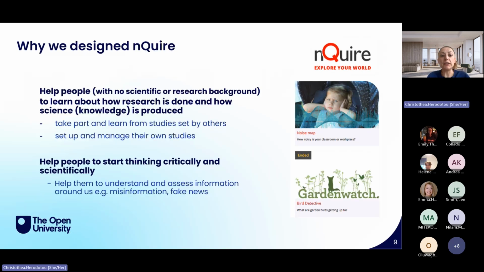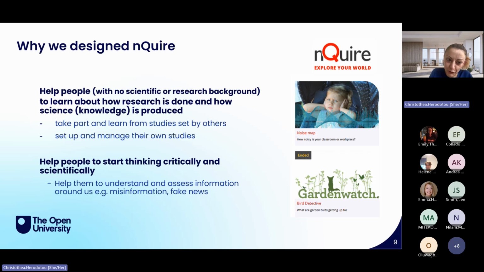The reason we designed nQuire, the motivation, was to help people with no scientific or research background to learn how research is done and how science is produced. And we achieve this by allowing them to take part in studies and learn through the process, and also set up and manage their own studies.